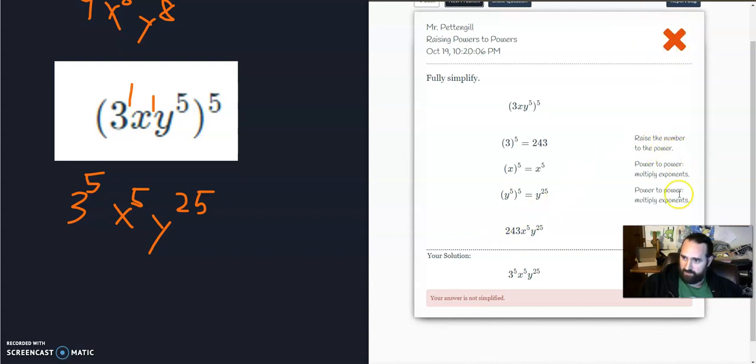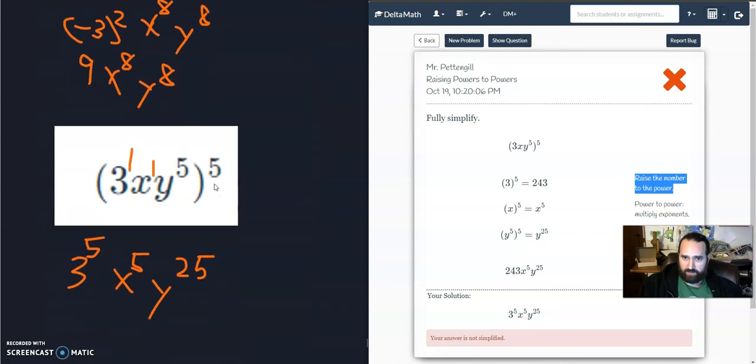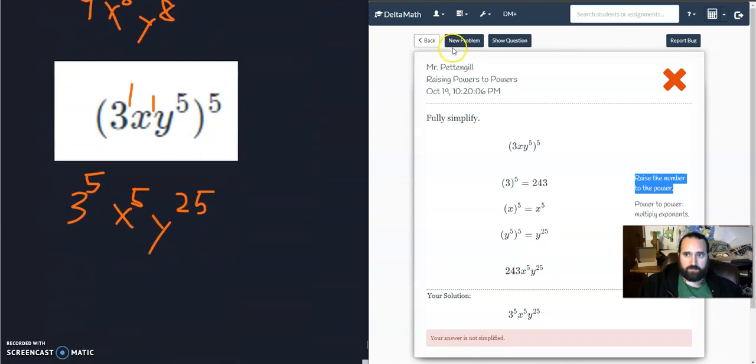You can see the big X. We've all seen it before. Raise the number to the power. I did not raise 3 to the 5th and get 243. My answer just left it as 3 to the 5th. So that's why my answer is wrong. So it's exactly what we expect. You've got to do the exponents. That's that, guys.